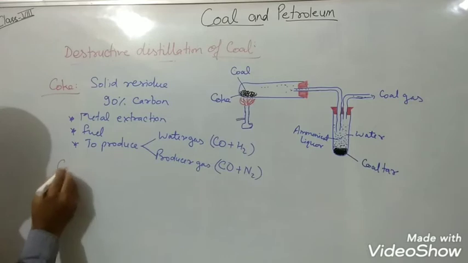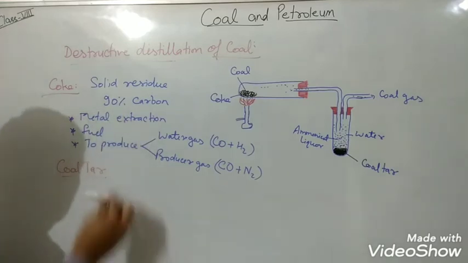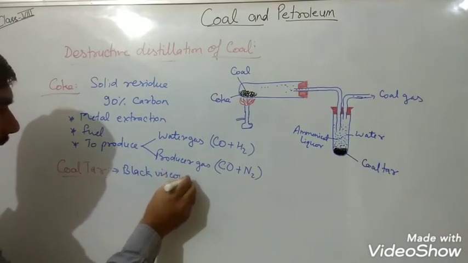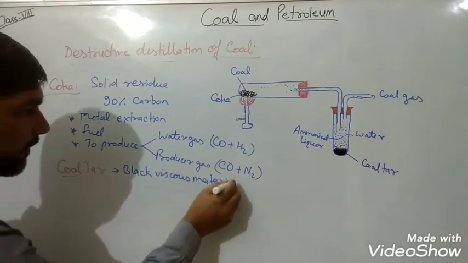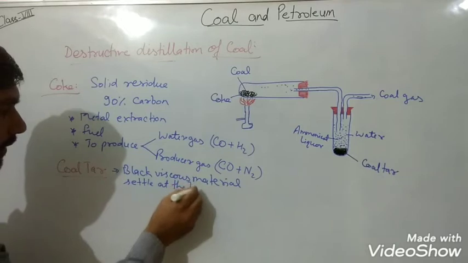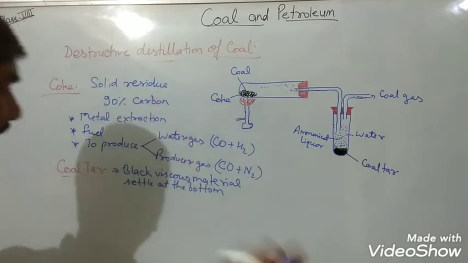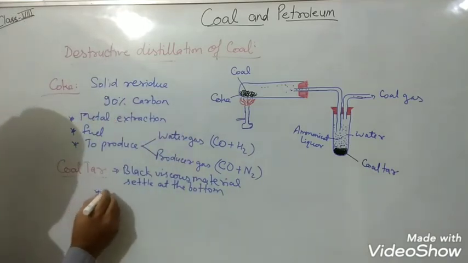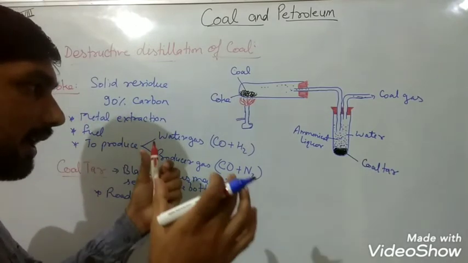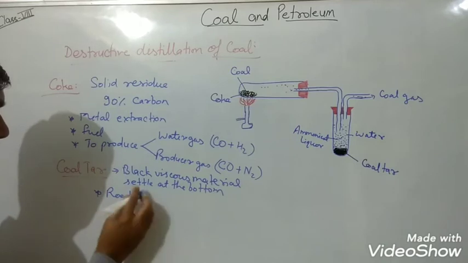The next material after the coke that we are obtaining here at the bottom is coal tar. So coal tar is the black viscous material that settles at the bottom, and it is used in the construction of roads, because of their coagulation capacity, because they are highly sticky in nature.